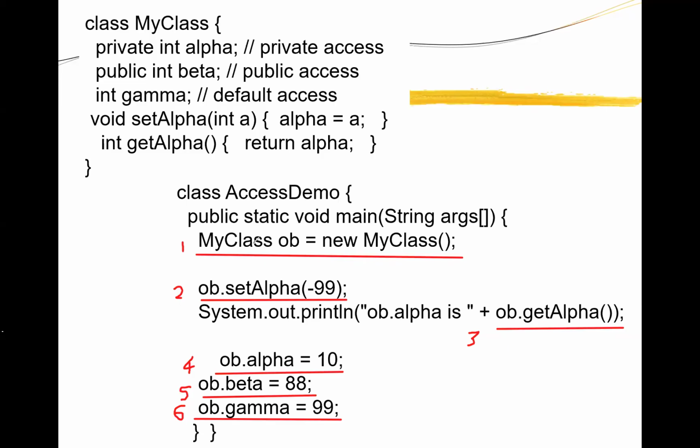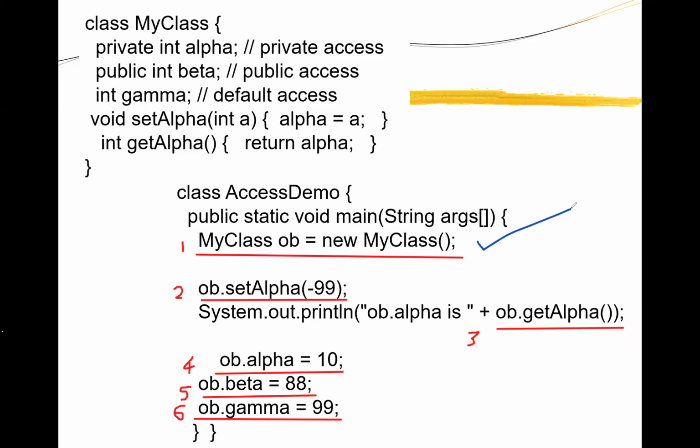You try to create the object of MyClass. Since you are trying to create an object from MyClass, and the class AccessDemo are from the same package, this works. So no worries, this gets compiled.